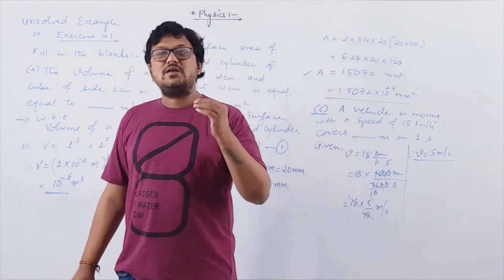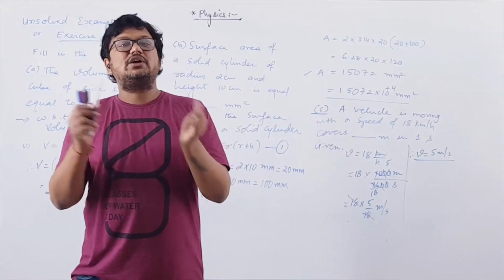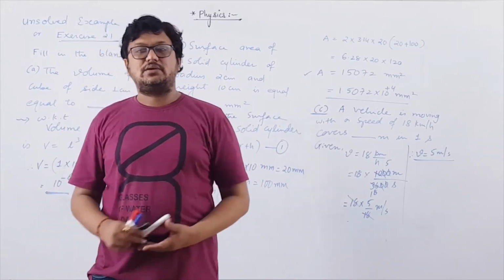If it is asked the distance covered by vehicle in 2 seconds, 5 meter per second means 5 meter in 1 second. So in 2 seconds it will be 10 meter. In 3 seconds it will be 15 meter, and so on.